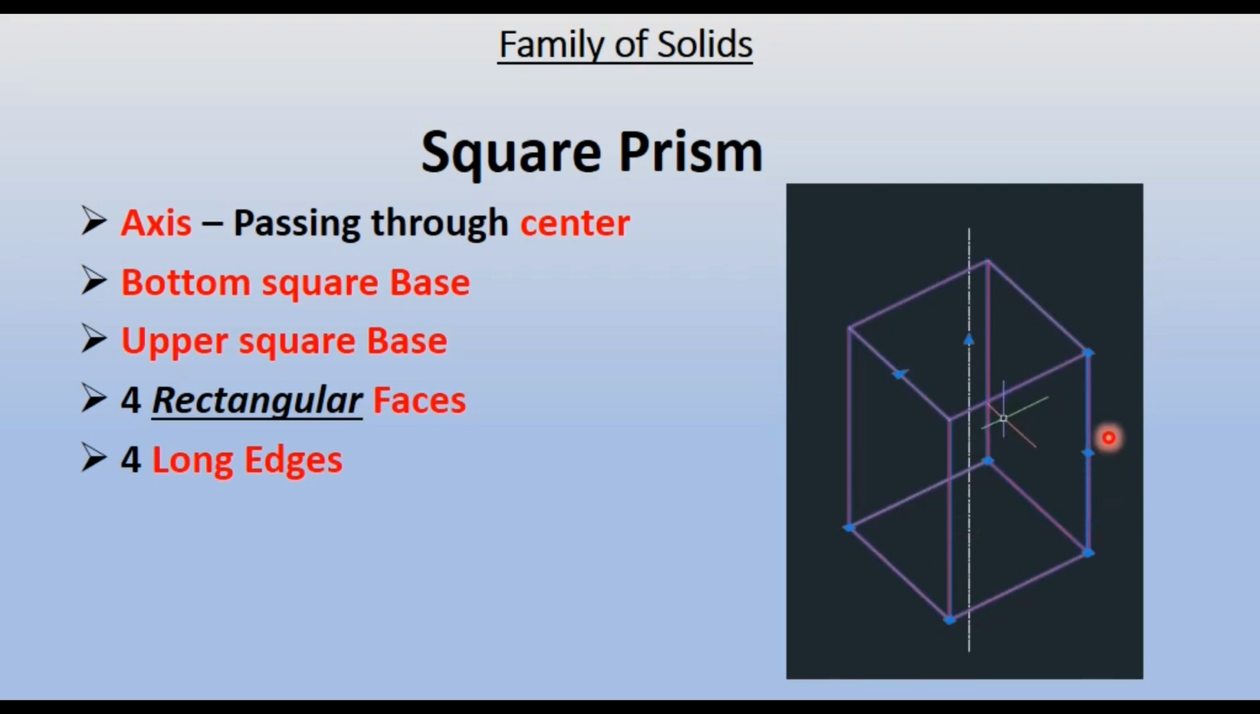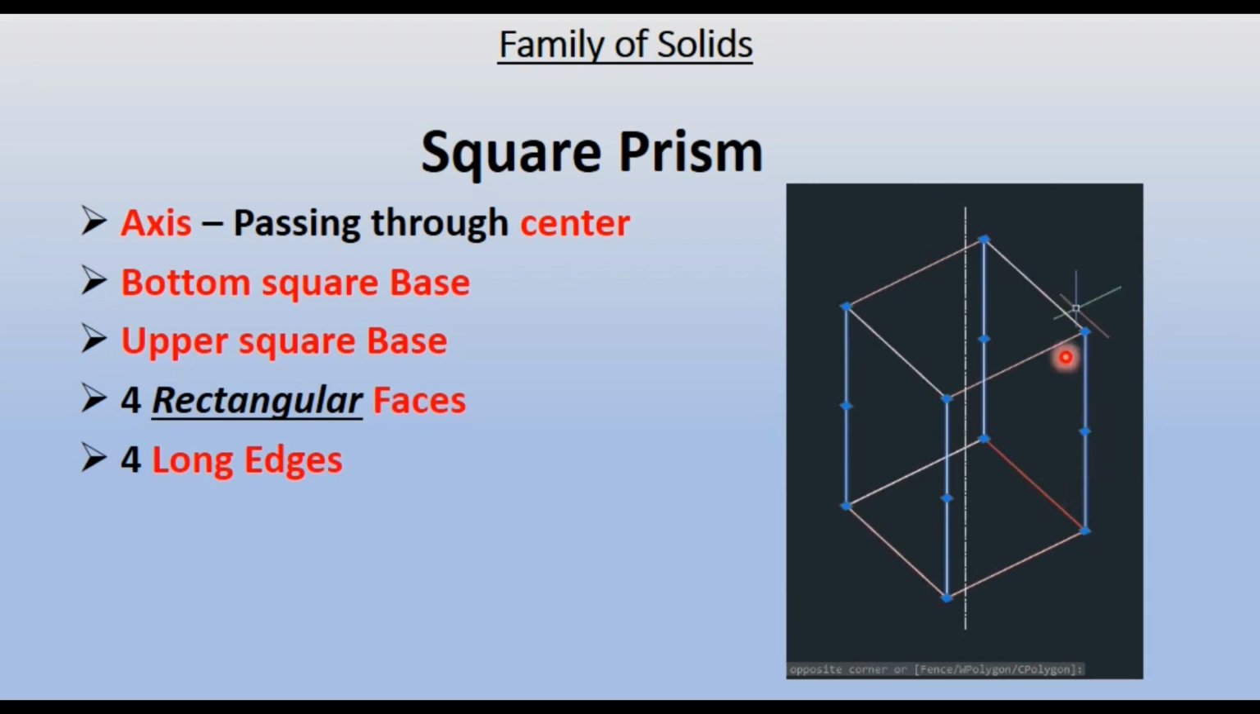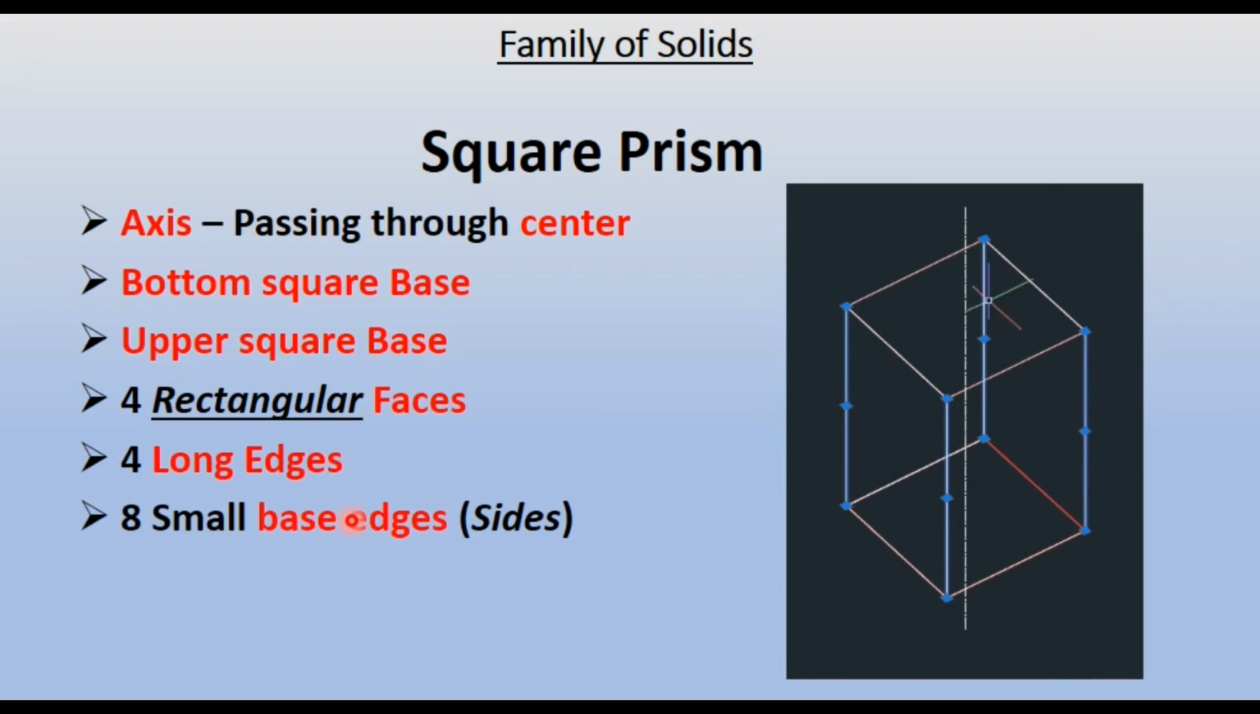Now you see that you can easily observe the edges. 2, 3. Wait a minute. This is the fourth one, third one, and here is the fourth one. So these four which are indicated, which are highlighted, are longer edges, and a square prism will have 8 small base edges because you can see there is a square above and below which will have 4 edges each. So there will be 8 small edges in total.